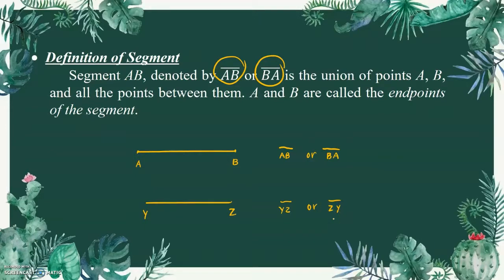Okay, now remember, segments are portions of a line that has definite endpoints, and segments are named or denoted according to their endpoints. So we know that if we have segment AB, then the endpoints of segment AB are points A and B. And if we have segment YZ, then the endpoints of segment YZ are points Y and Z. Okay?